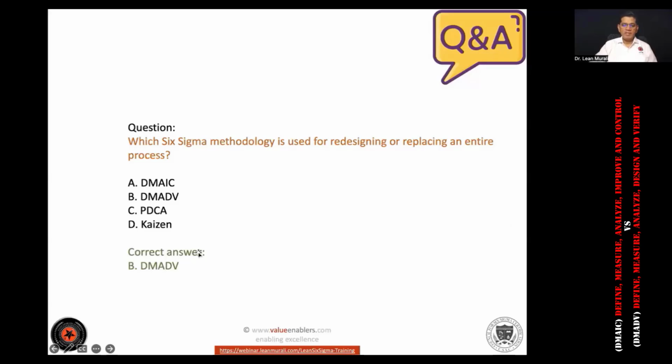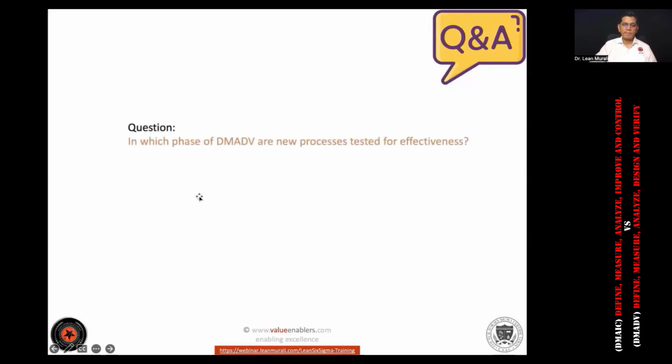Let's focus here. The second question. In which phase of DMADV is the new process tested for effectiveness? Define, measure, design, verify. Of course, this looks like a very easy question, right? Yeah, it is an easy question. Good. The answer is verify.